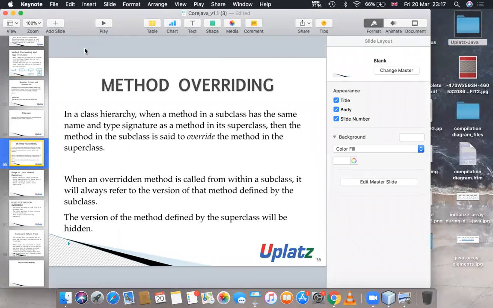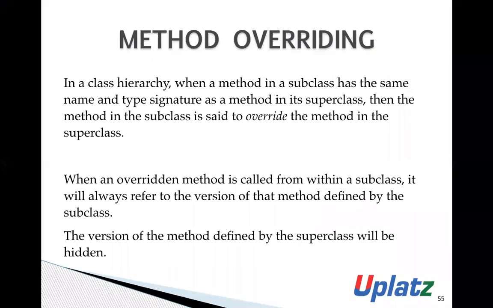So in a class hierarchy, when a method in a subclass has the same name and type signature as a method in its superclass, then the method in the subclass is said to override the method in the superclass. That is, when the name of the method in the subclass and the argument list and the return type of the method in the superclass as well as in the subclass is the same, then the subclass method tends to override or hide the method declared in the superclass.